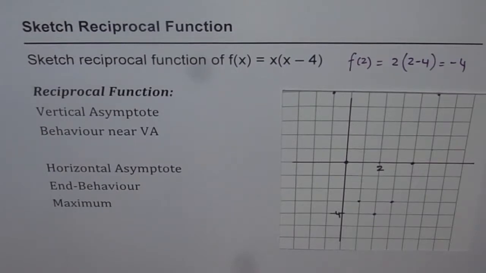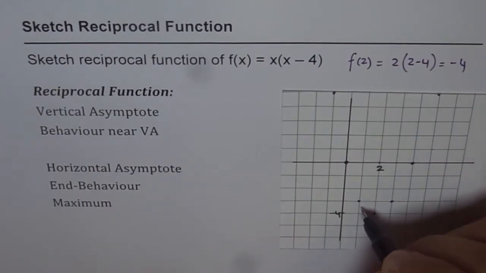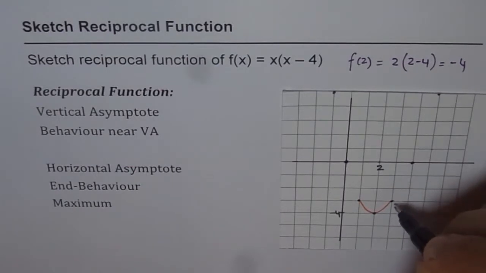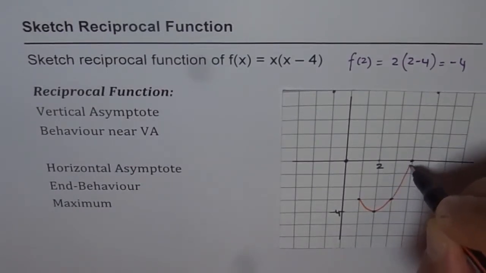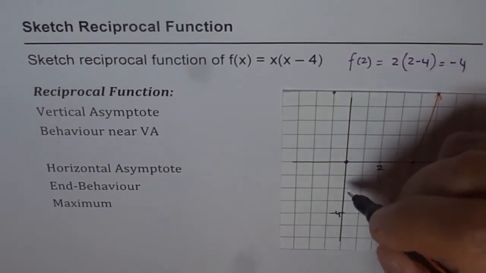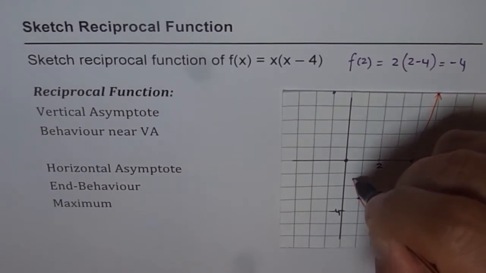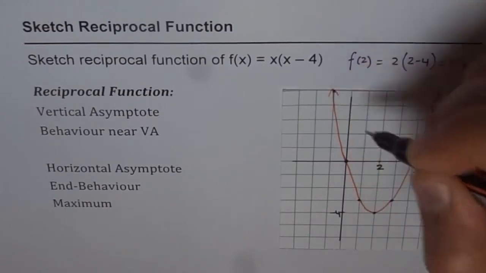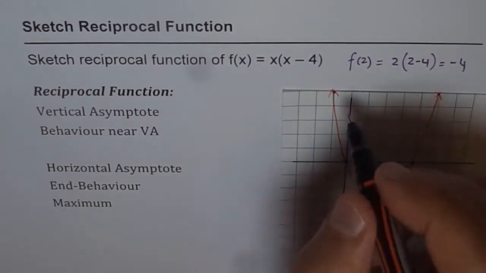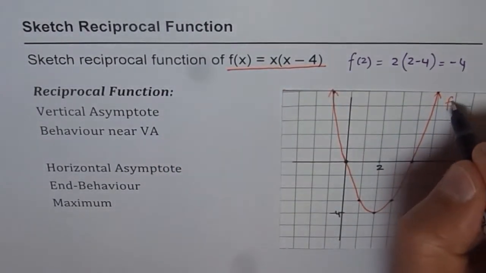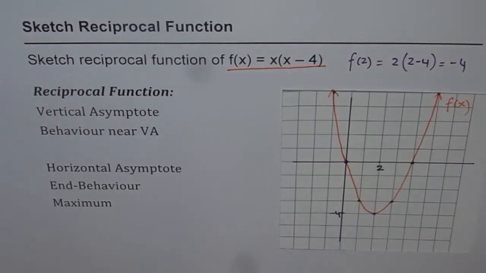So let me join these points with the help of a light color, since this is not really the function which we had to draw. The function which we are interested in is the reciprocal function. But in any case, it is very important to draw this function before we get into the reciprocal function. So let me just connect them. There we go. So that's the parabola, and this is what we are treating as f of x. Let me write f of x here in this orange color.